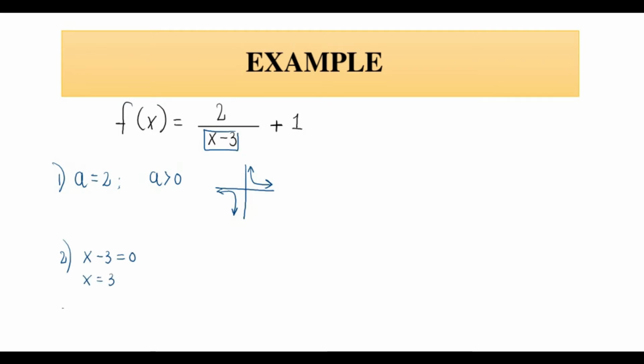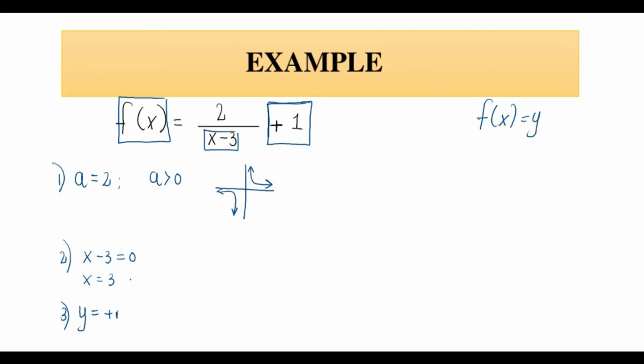And lastly, to get your horizontal asymptote, you need to say y. We know that f of x is the same as saying y. So you say y is equal to that whole term there. Please note that I've included the sign, because that is a term. So y is equal to positive 1. Let's quickly draw this function.